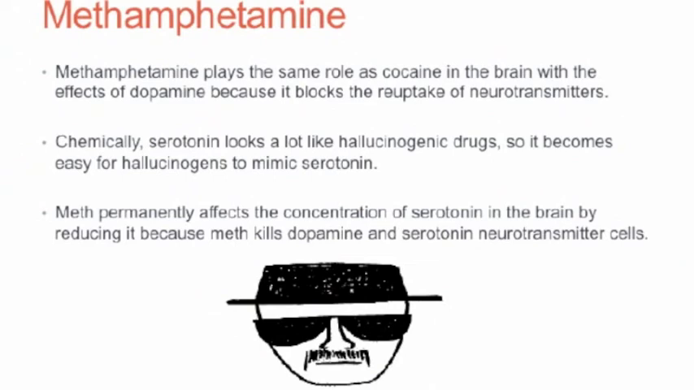One way meth use affects the serotonin is by reducing the levels of chemical serotonin in the brain. The serotonin levels diminish in the body because meth blocks the synapse and prevents the release and production of serotonin from the synapse. Meth permanently affects the concentration of serotonin in the brain by reducing it because meth kills dopamine and serotonin neurotransmitter cells. This is irreversible because these nerve cells do not grow back with time. Due to this, the only way a person can mimic the feeling of having serotonin in their system is by using meth over and over again.